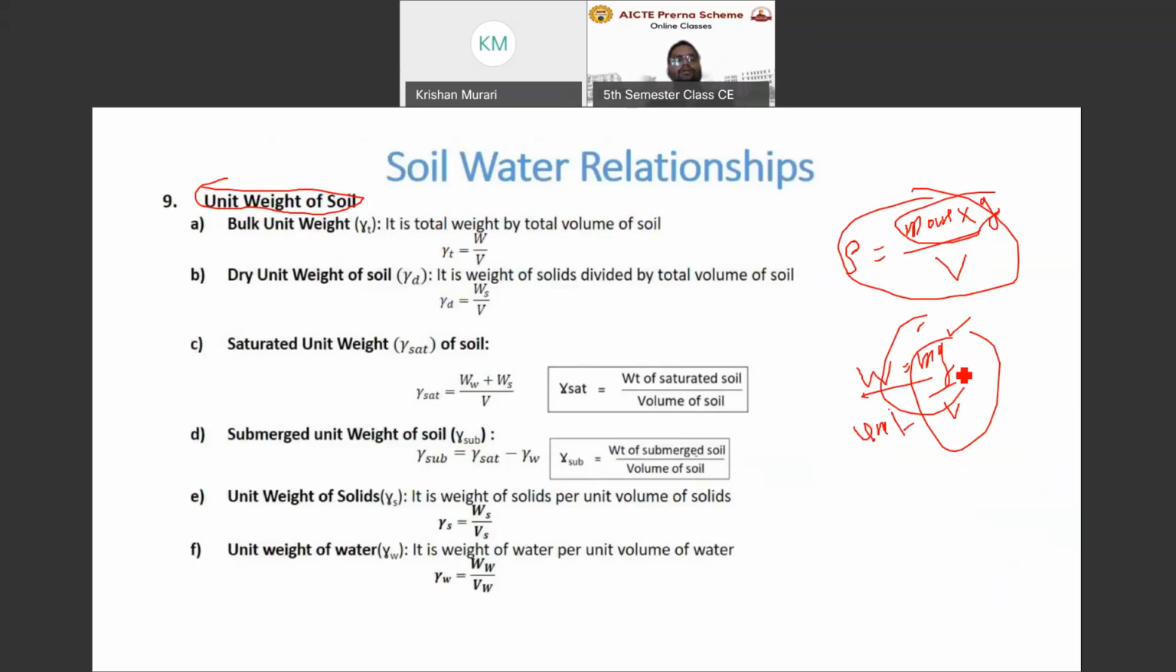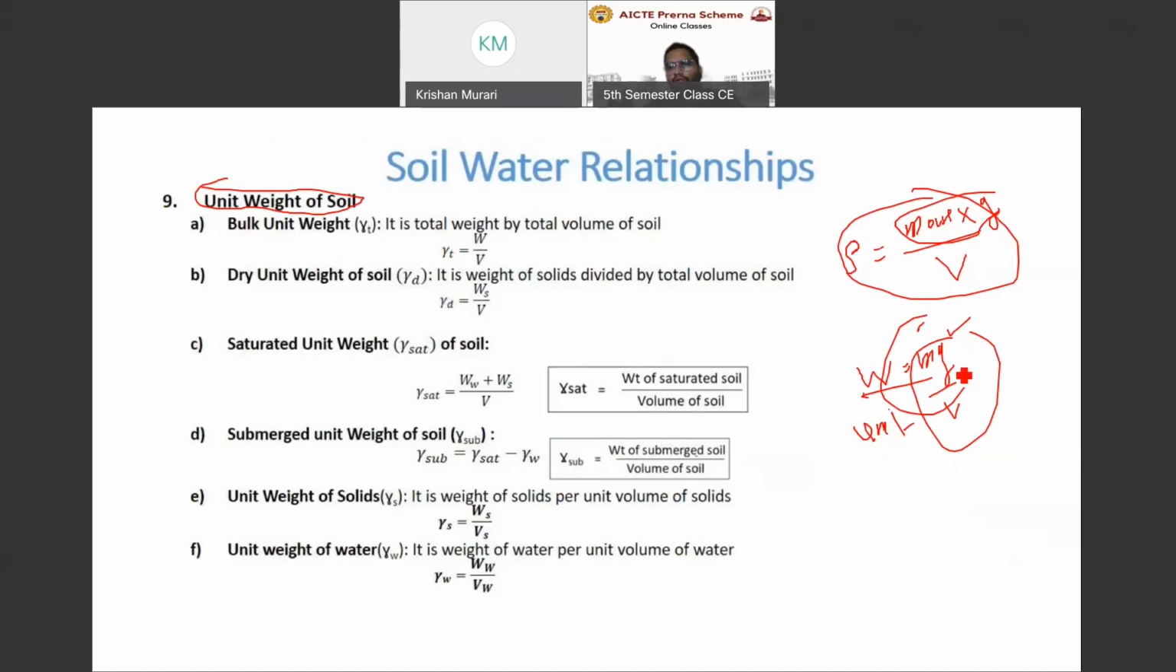So here we consider the soil in different conditions: unit weight in condition of bulk, unit weight in condition of dry, unit weight in condition of saturated soil, unit weight in condition of submerged soil, unit weight of solids, and unit weight of water. These are the six terms. So here we consider all the conditions one by one.